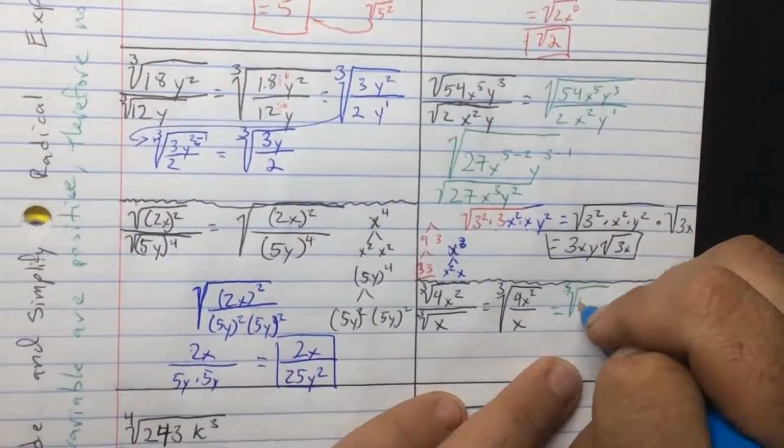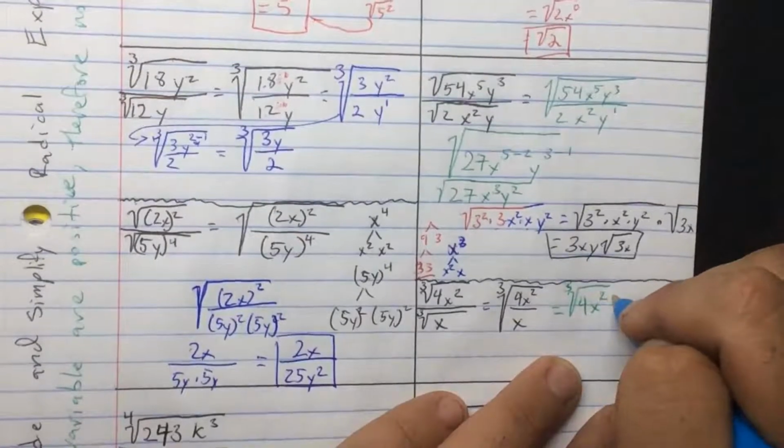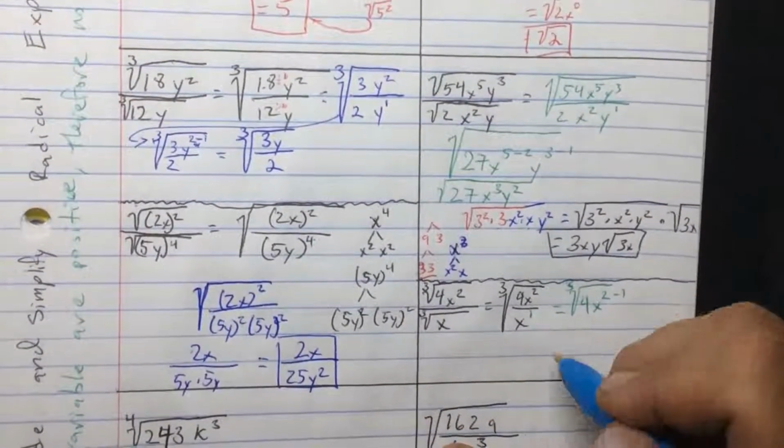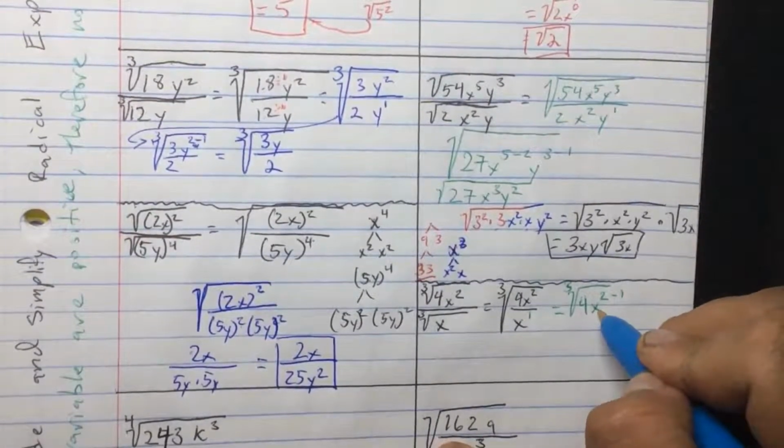This can't be reduced, and when we get just x by itself, it's not going to be able to come out either. So the simplified form of this one is just going to be the cube root of 4x.